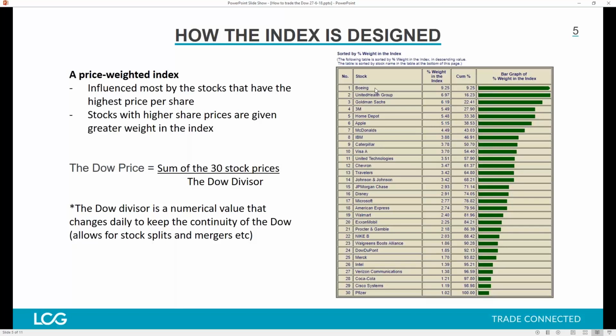You can see actually Apple is a little bit further down the list in terms of its influence versus all these big huge companies, even though Apple itself is the largest company by market cap in the world. There's a distinction here when it comes to price and its weighting within the index. So keep in mind those companies there. If you hear some news pertaining to Goldman, it's important, or some Boeing or United Health, 3M, you know that's going to have quite a strong bearing on the Dow.